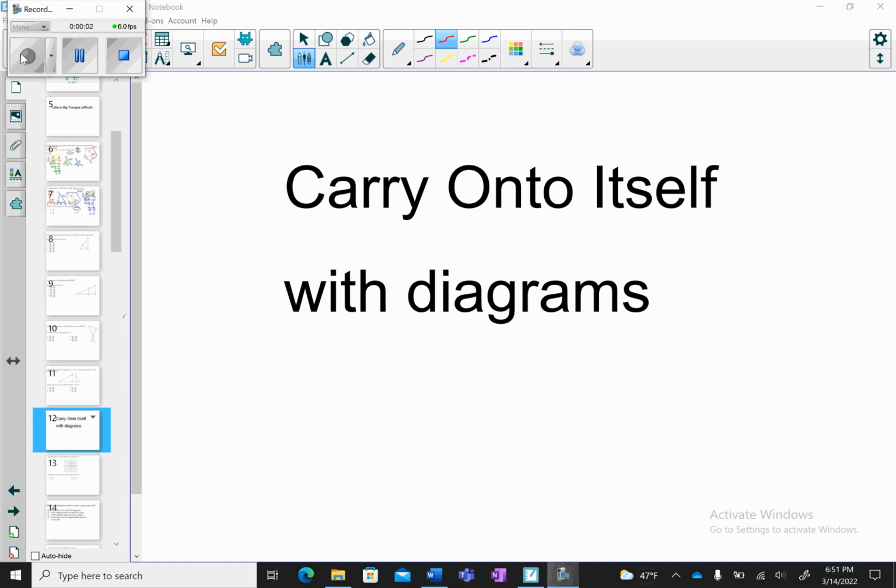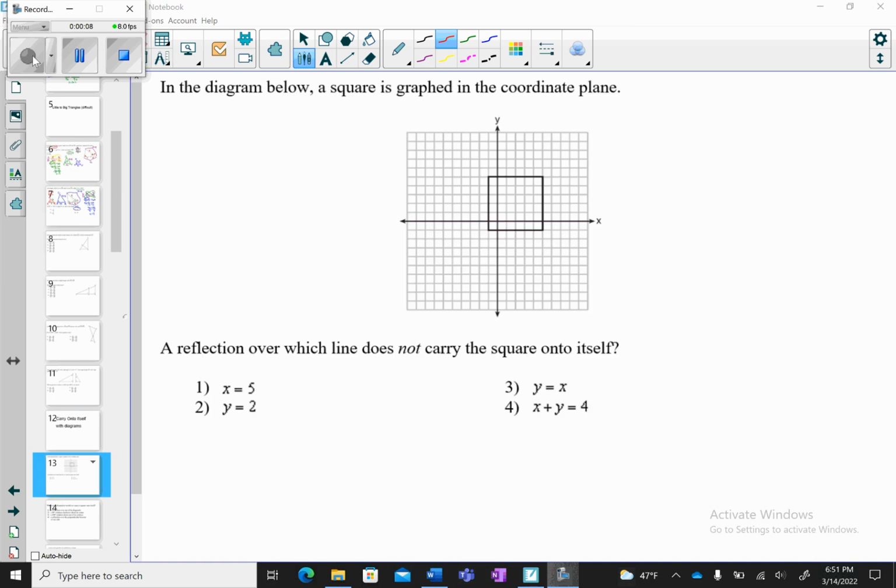Hi everyone, in this video we're going to be doing questions about carrying onto itself with specific diagrams. In the diagram below, a square is graphed in the coordinate plane. A reflection over which line does not carry the square onto itself? Remember, onto itself means that it needs to look exactly the same as when it started.